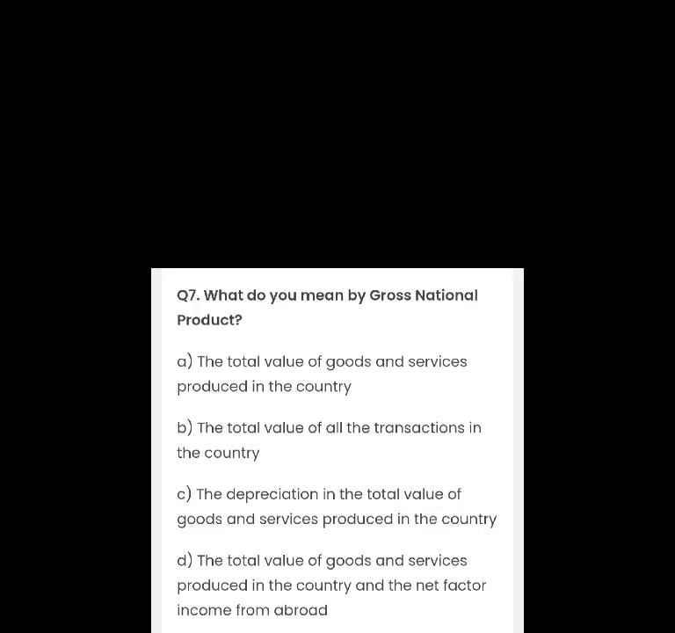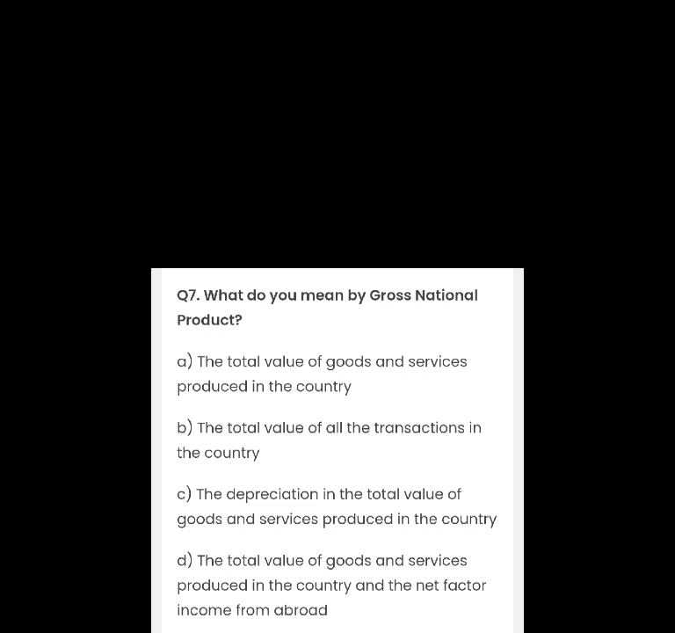Our seventh question is, what do you mean by gross national product? So option A is the total value of goods and services produced in the economy. Option B is total value of all transactions in the country. Option C is the depreciation in the total value of goods and services produced in the country. And option D is the total value of goods and services produced in the country and the net factor income from abroad.